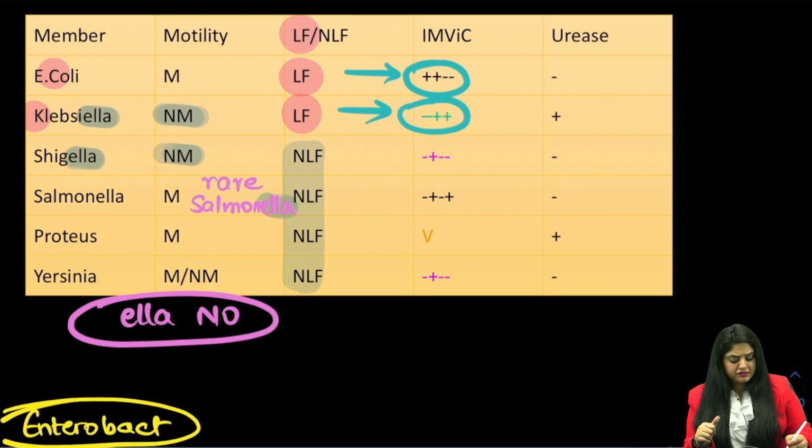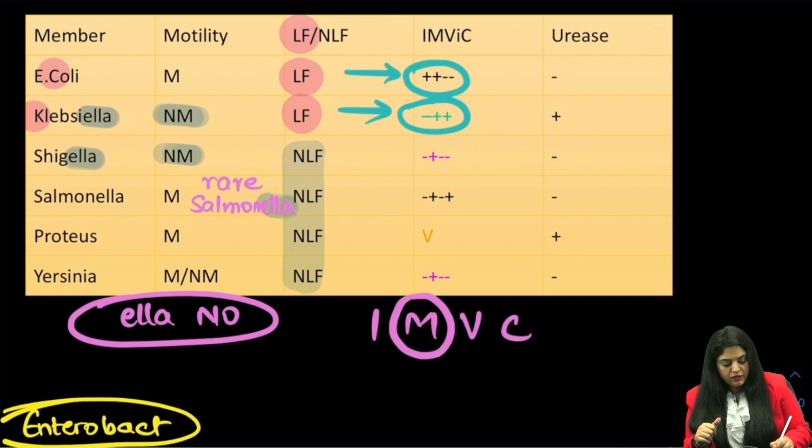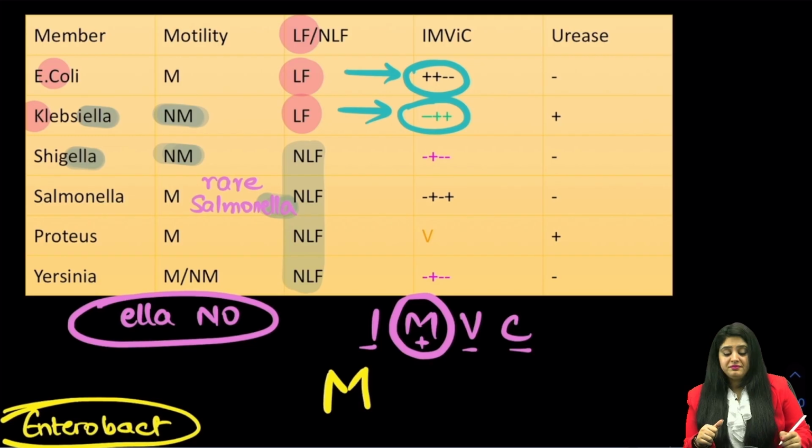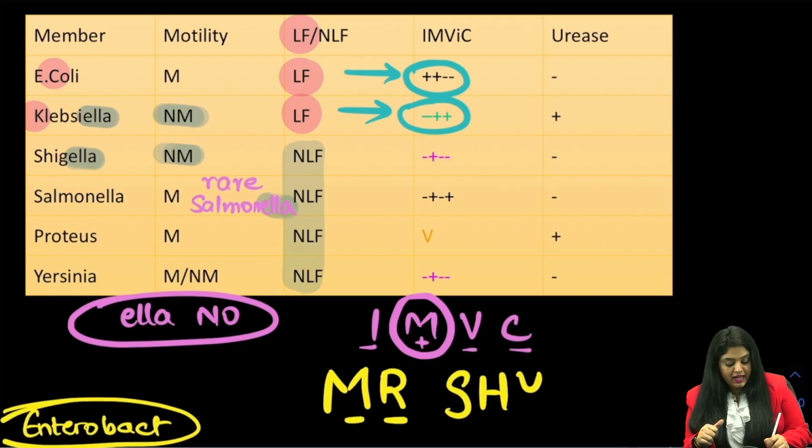What am I left with next? In IMVIC testing, if I say only and only methyl red is positive, rest everything is negative, what are you going to say? I am red and shy. I am red, so methyl red, and shy. Shy for what? Shy for Shigella.